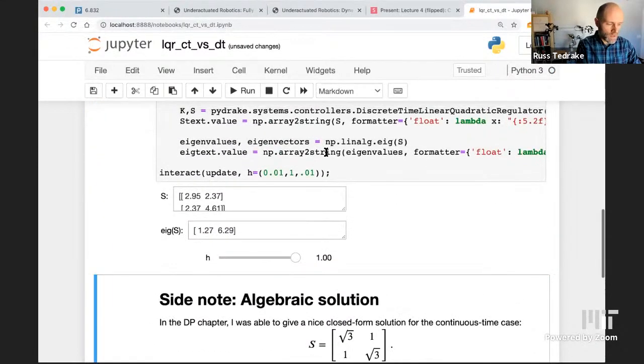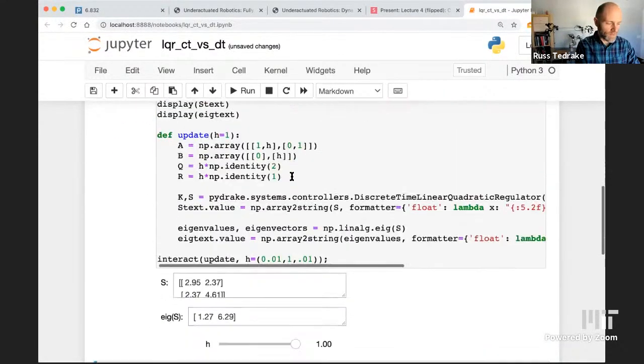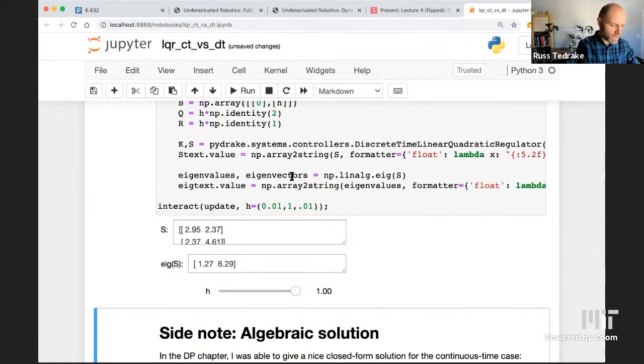Okay, and remember I started off at 0.73, 2.73. That was our gold standard. I guess when I zoomed in and made the text big, I can't see them both at the same time. I didn't think of that, but these are bigger numbers. 1.27 is bigger than the 0.73, and this is bigger than the 2. That's when h is 1, which is a relatively big time step, which is a silly thing to say since I can put no units on, but okay.